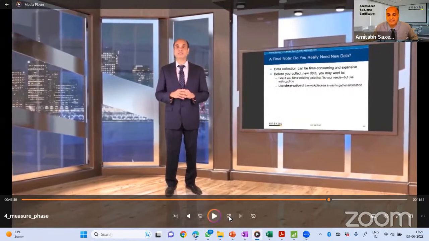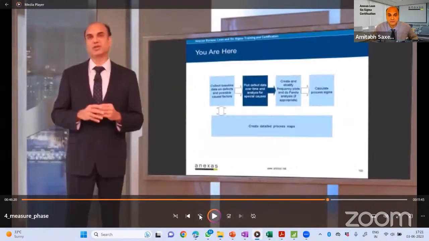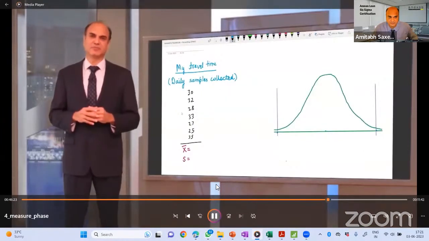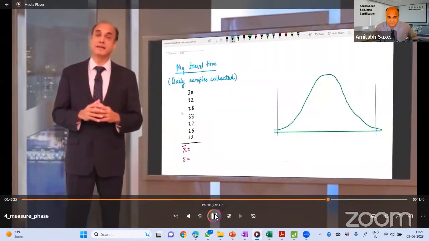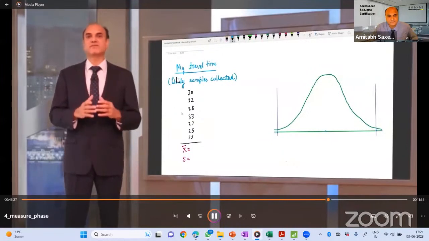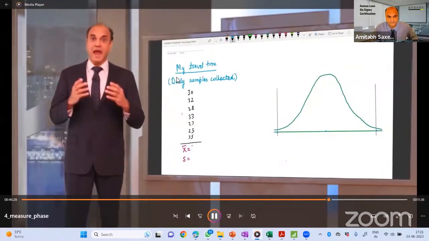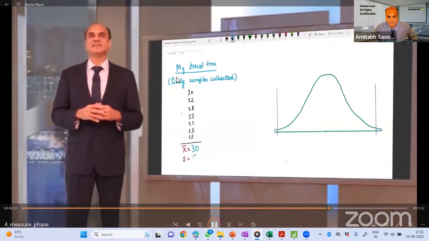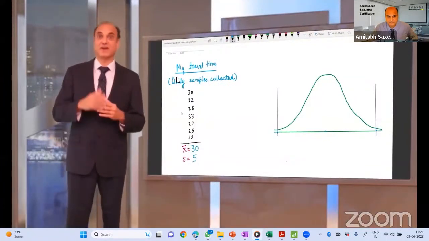So I'm taking an example of going to office every day, and I start collecting the data of my process. Of what is a control chart, let us take a simple example. Suppose I collect the data of my travel time from my home to office every day, and I find that on an average I'm taking 30 minutes and the standard deviation is 5 minutes.